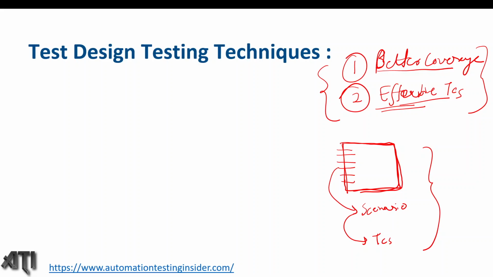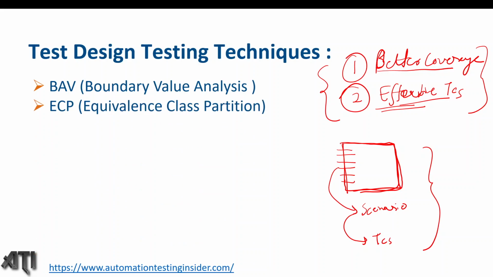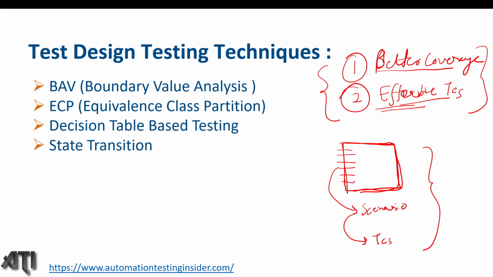So let's talk about what are the testing techniques available, guys, test design testing techniques. So we have boundary value analysis. So this is the first one, boundary value analysis. We have equivalence class partitioning. Third is decision table testing, state transition, and fifth one is error guessing testing. So these are the 5 types of test design testing techniques, guys. So let's talk about each one of them in detail from the next slides.